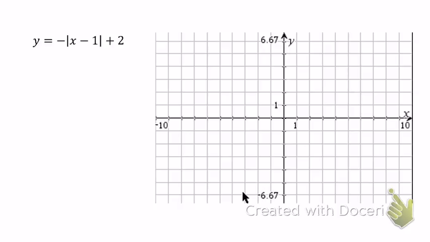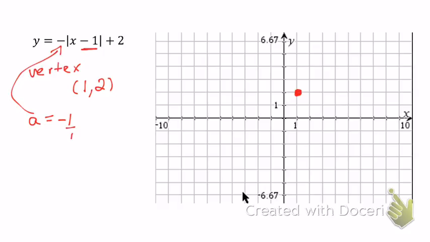So second equation, we have negative absolute value of x minus 1 plus 2. So we need to find our vertex. Our vertex in this case, we have to switch the sign of c, so that'd be positive 1, positive 2. So I'm going to start by putting my vertex on my graph at (1, 2). The second thing I need to do is find my slope, in this case a. There's no number here, there's just a negative, so we're going to treat that as a negative 1 over 1.